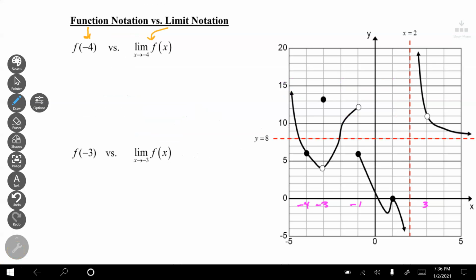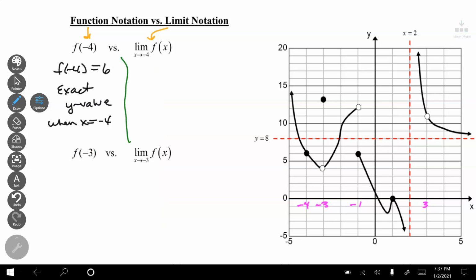So on this page we're going to talk about the difference between function notation and limit notation. Function notation is what you've been used to. It says f of negative 4. Well, if I look at this graph, here's negative 4, and I come over here and I see a solid dot there. So f of negative 4 is equal to 6, because I have an exact y value when x is equal to negative 4. That's easy to see.